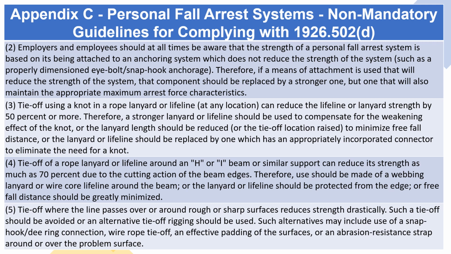5. Tie-off where the line passes over or around rough or sharp surfaces reduces strength drastically. Such a tie-off should be avoided, or an alternative tie-off rigging should be used. Such alternatives may include use of a snap hook/D-ring connection, wire rope tie-off, an effective padding of the surfaces, or an abrasion resistance strap around or over the problem surface.